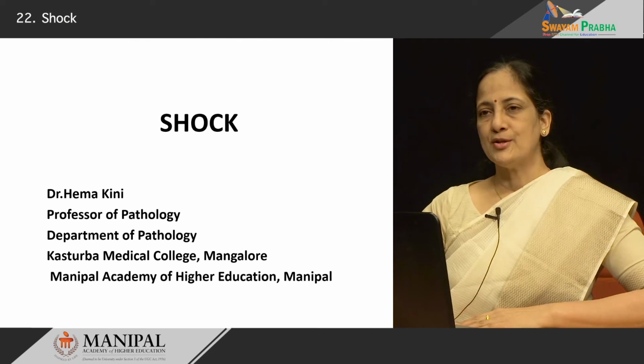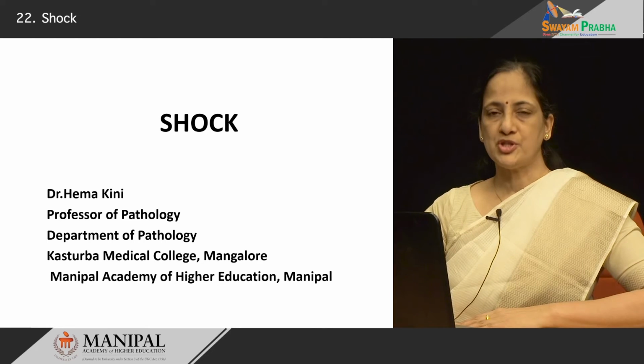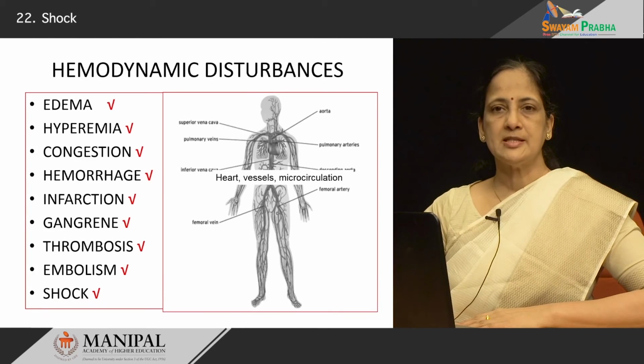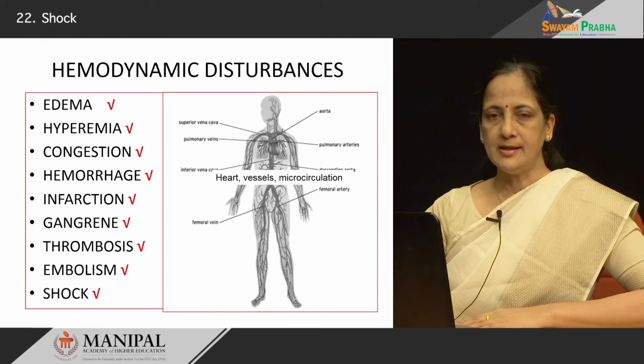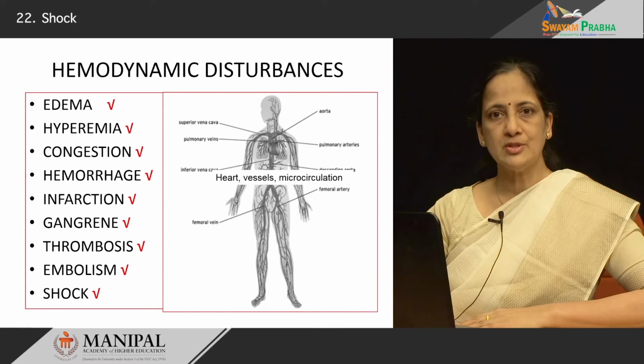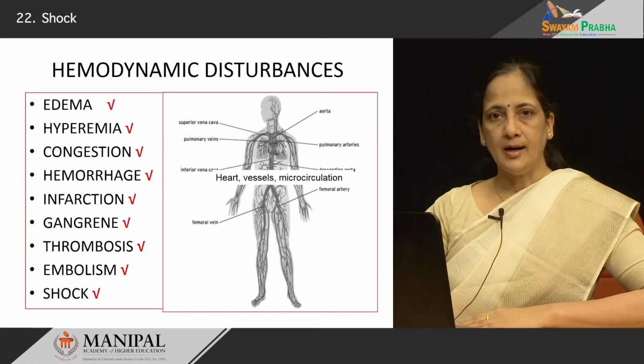Hello students, today we are going to learn about shock. Now this topic is part of the broader chapter Hemodynamic Disturbances. In this series, we look at disturbances in the circulation, be it at the level of the heart, in the arteries, arterioles, microcirculation, venules or veins. Under this chapter, we have seen a couple of other topics like edema, hemorrhage, infarction, gangrene, embolism.